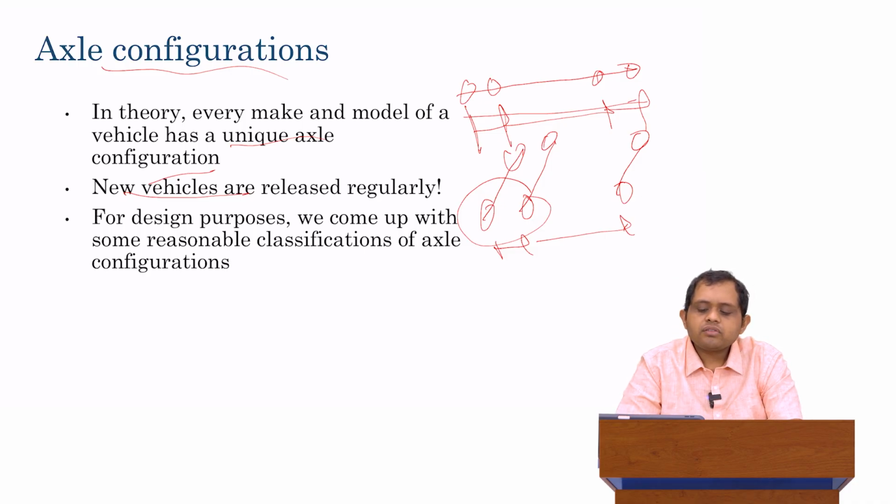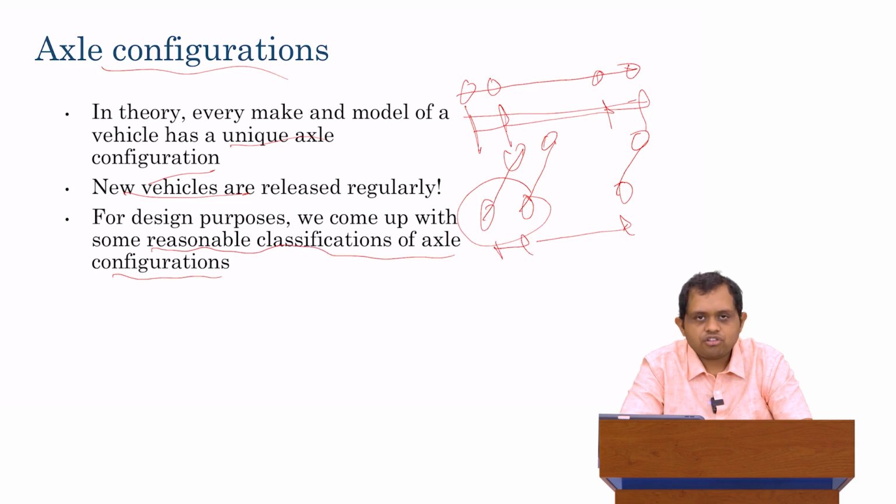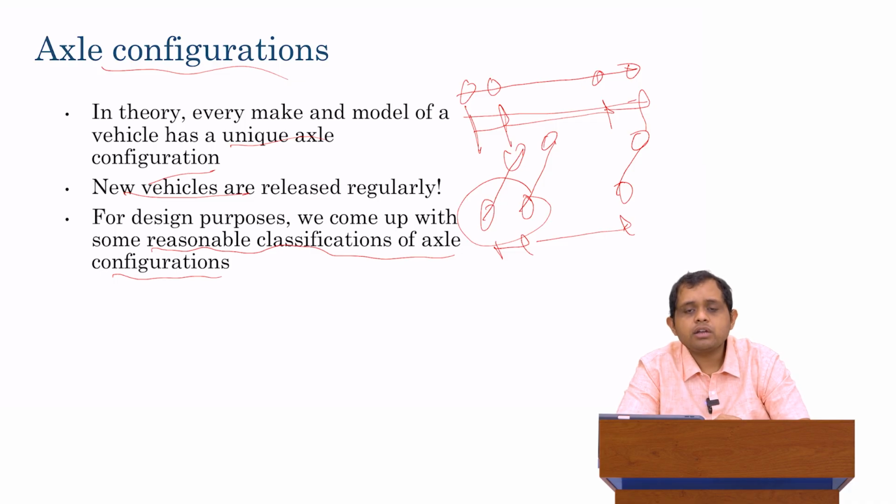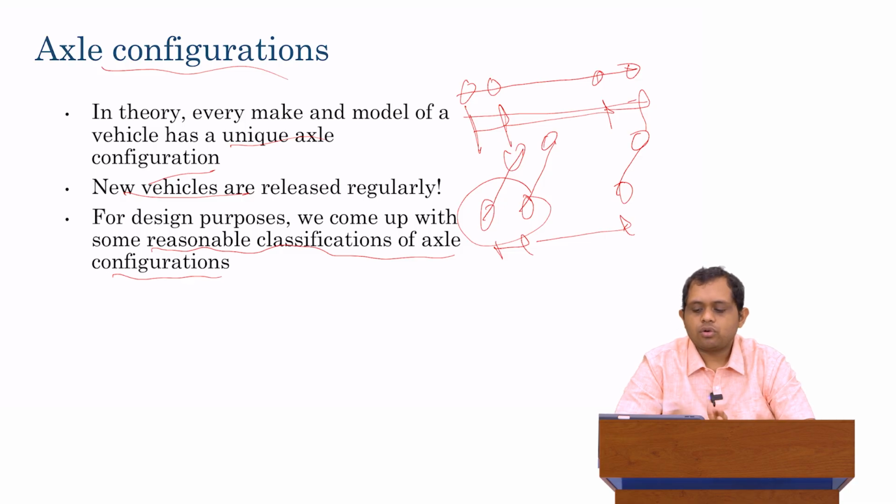For design purposes, we actually come around with some reasonable classification of axle configurations. So we don't model every truck, every unique vehicle on the road by itself. We classify them into certain groups, and we say that, okay, within the group, here is the typical axle configuration. It's not going to be exact, but it's the typical axle configuration which represents a wide variety of make and models of vehicles on the road. We use those classifications then for characterizing traffic on the road.